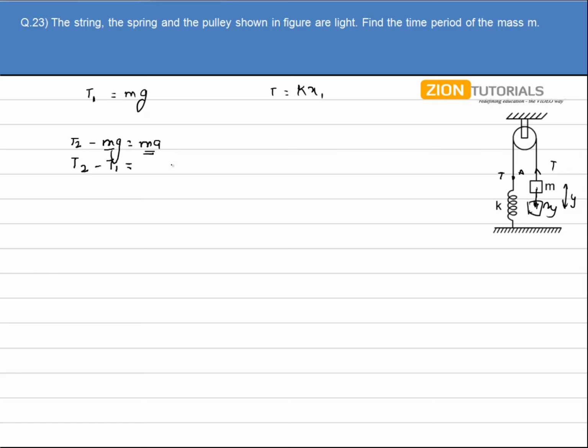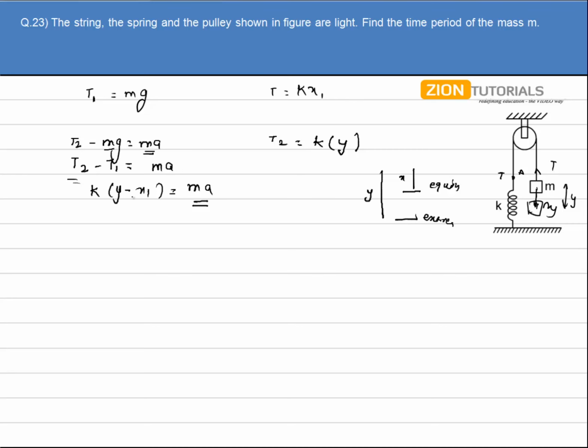So this will be T2 minus T1 is equal to mass into acceleration, and this T2 can be written as k into y. Now T2 minus T1 can be written as k times of y minus x1, that is equal to mass into acceleration. Now this y minus x1 is nothing but the distance between the equilibrium condition, at that moment the spring was x1 stretched, and the extreme position. At this condition the spring was y stretched.